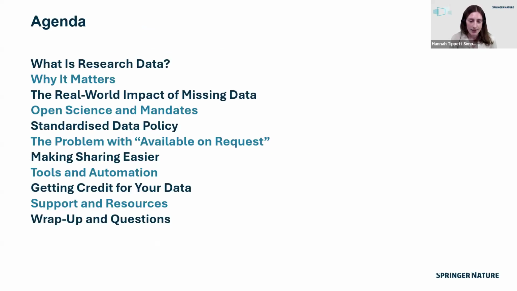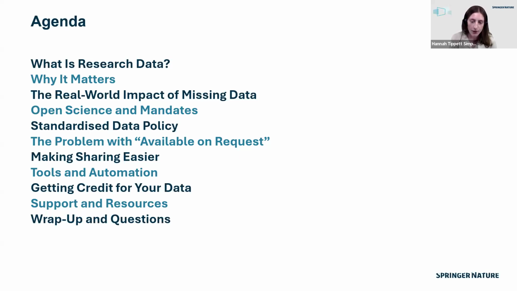So, this quick agenda. Today, we're looking at the role of research data in the broader research ecosystem. I'm going to start with a definition of what we mean by research data and why it matters. I'm going to explore how it relates to research quality, integrity, and reproducibility, and look at some real-world examples where the absence of data has had some serious consequences.